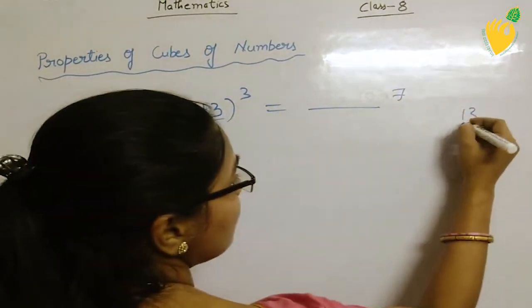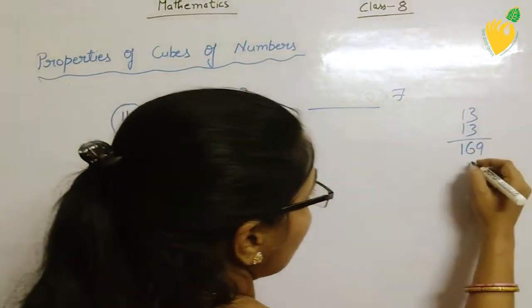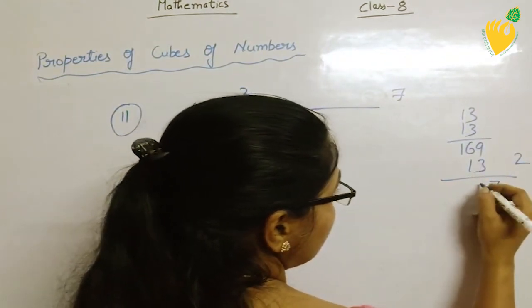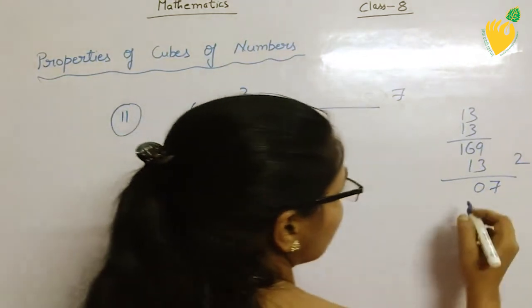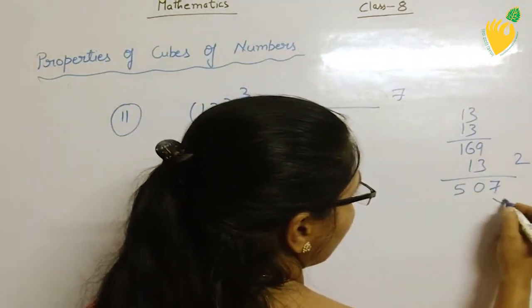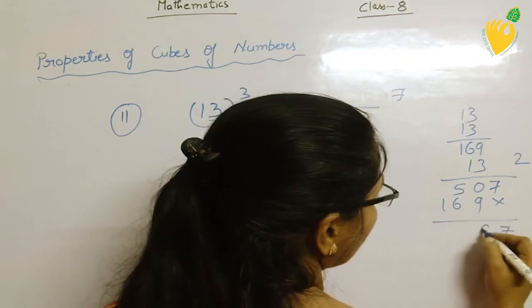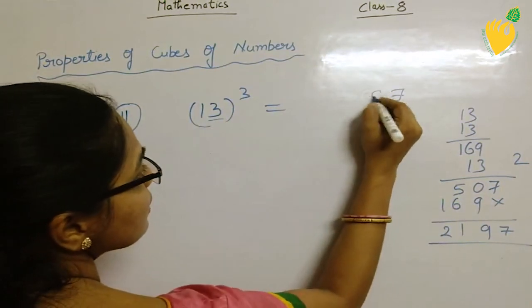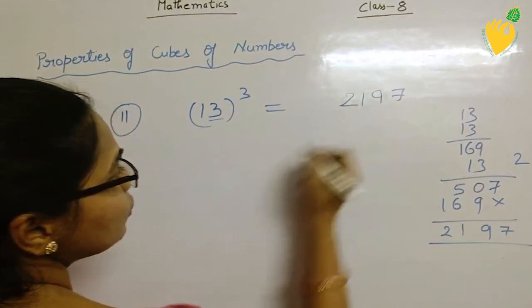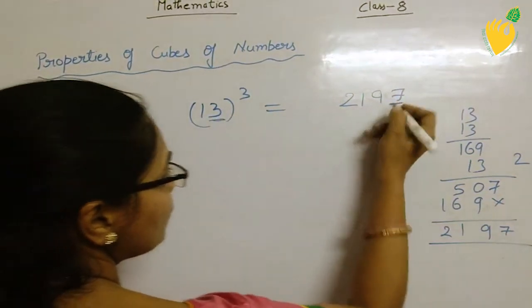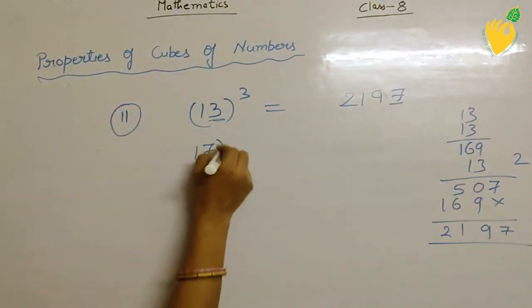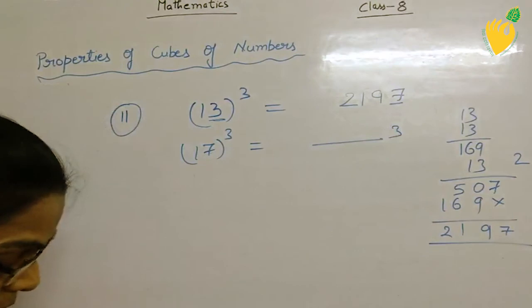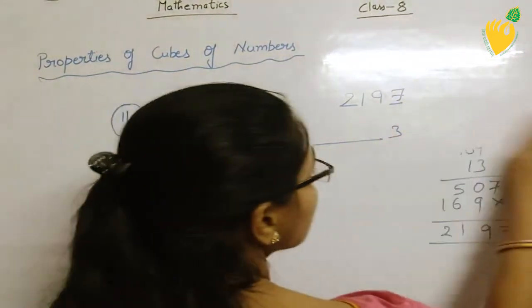See how? 13 into 13 is 169, into 13 gives 2197. You can see that this ends with 7. If the number ends with 3, then the cube of this will end with the digit 7. Similarly, if you want to check it for 17, then the cube will end with 3. You can check this also, students.